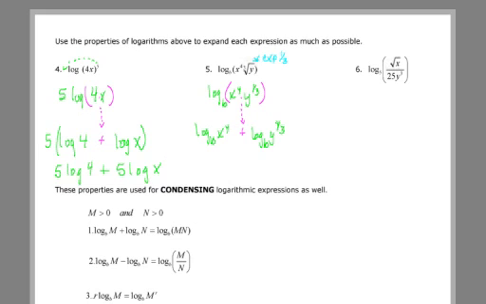As our last step, there's no more multiplications, no divisions to split up, but we do have those exponents that can be dropped down in front of each of those individual logarithms, giving us a final expanded result: 4 log base b of x plus 1/3 log base b of y.